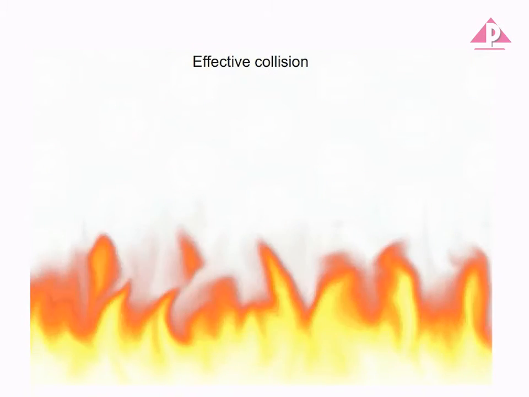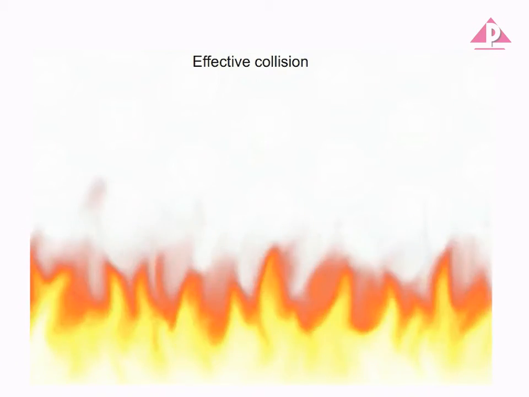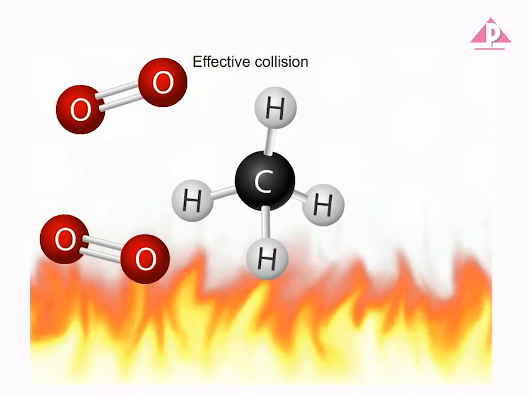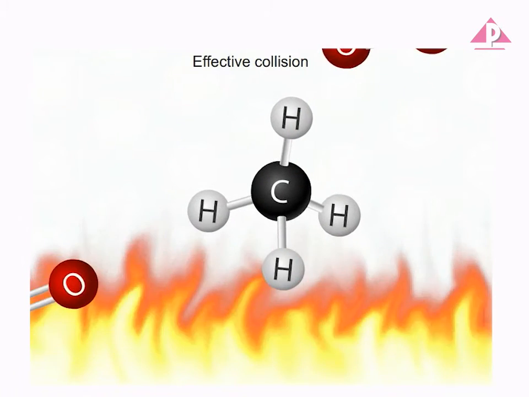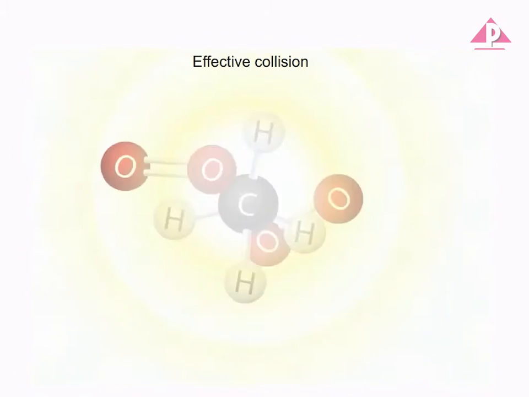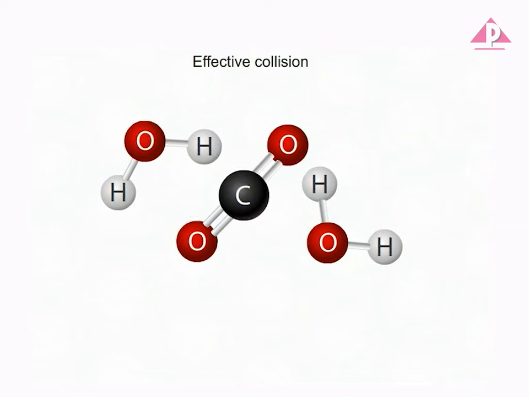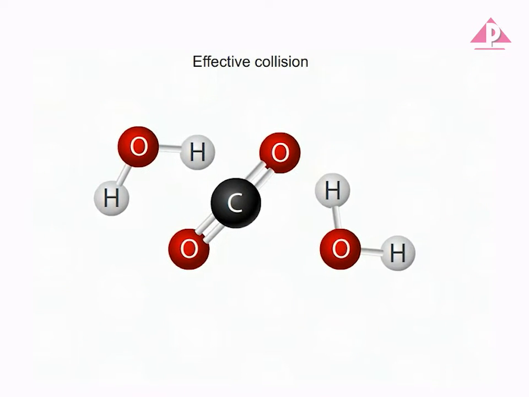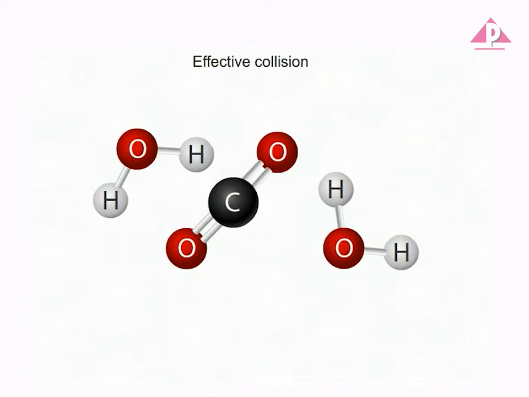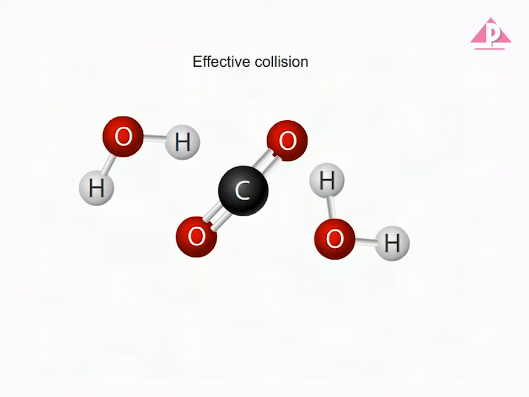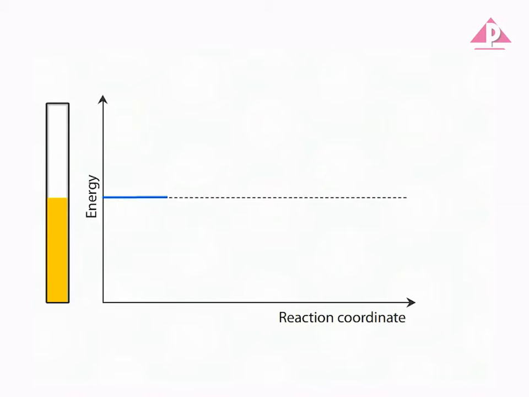Usually, energy is needed to break bonds. If the reactant particles collide at high speed, they possess sufficient energy for breaking bonds and starting the reaction. This kind of collision is called an effective collision. The energy profile shows the energy change of chemical species during the course of a reaction.